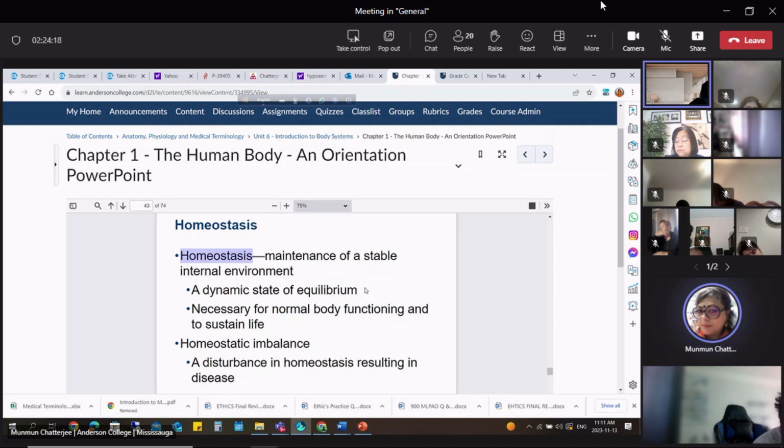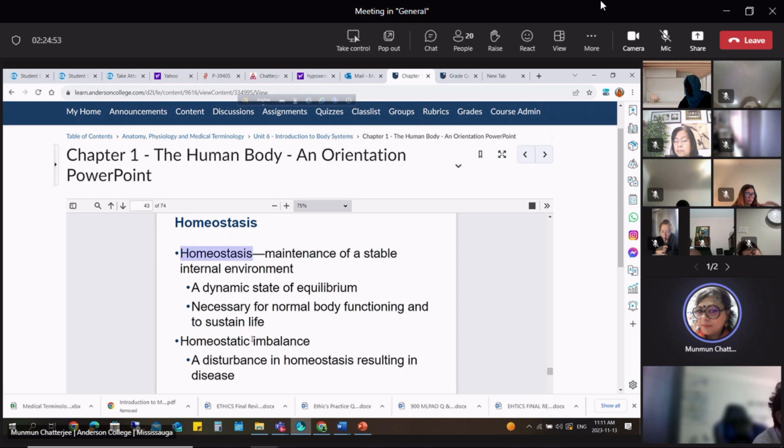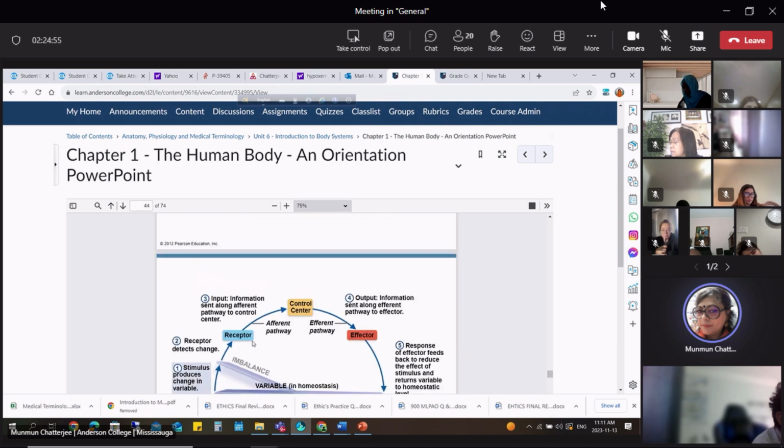Homeostatic imbalance. What does that mean? Balance needs the homeostatic equilibrium, the dynamic state of equilibrium. Imbalance means when it's not in balance. So what is that? A disturbance in homeostasis resulting in disease. I gave you a couple of examples, so now you can relate to that. Any disturbance in homeostasis can result in any kind of disease, depending upon what type of homeostatic imbalance is going on in your body.